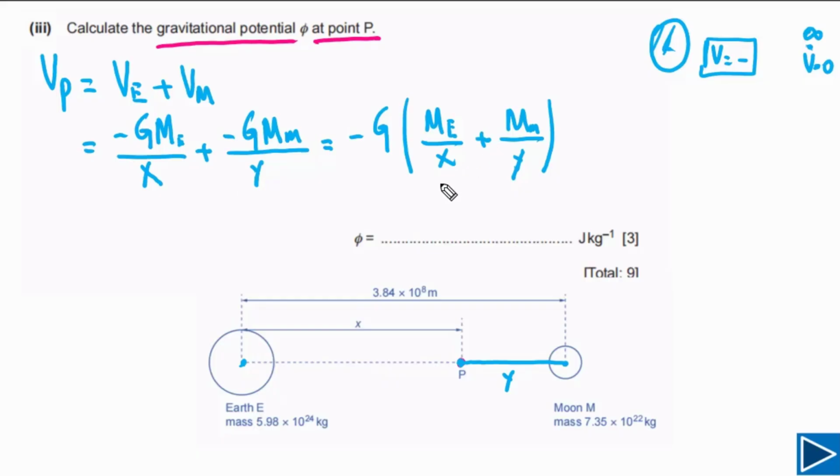Now we need to understand x, which we have already found. So let me write down the value of x. We found that x was equal to 3.5 times 10 to the 8.